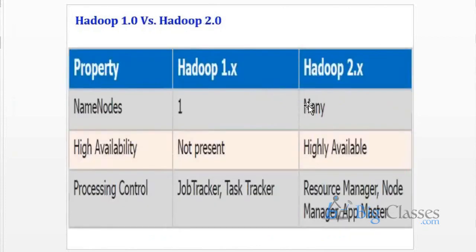We are going to have this in 2.x versions. In 1.x versions, whatever data we are maintaining in these Hadoop systems, high availability means there is no guarantee. But in 2.x versions, in case any machine is down, we can immediately shift the data to other nodes and recreate it. And processing control means it has job tracker and task tracker. It has resource manager, node manager, app master. These are all the different components which are useful to create big data.